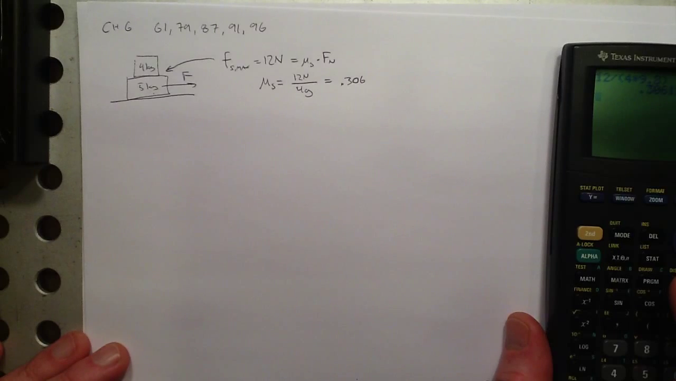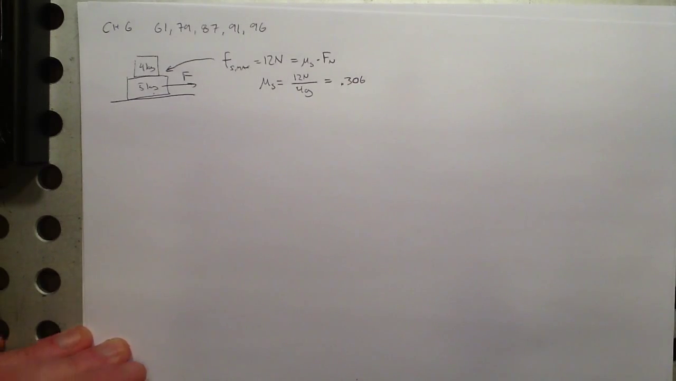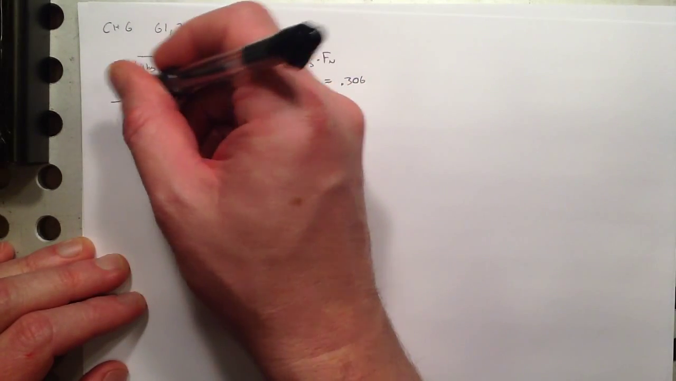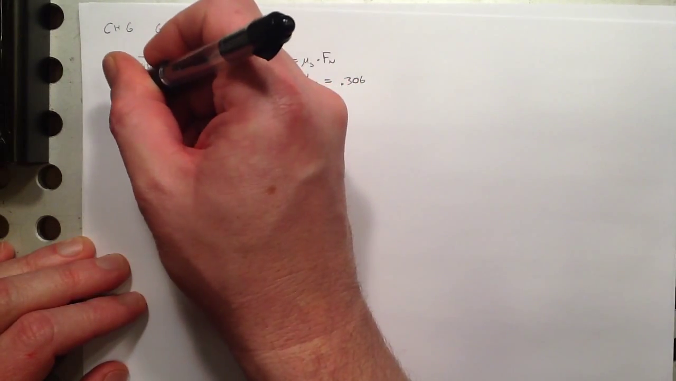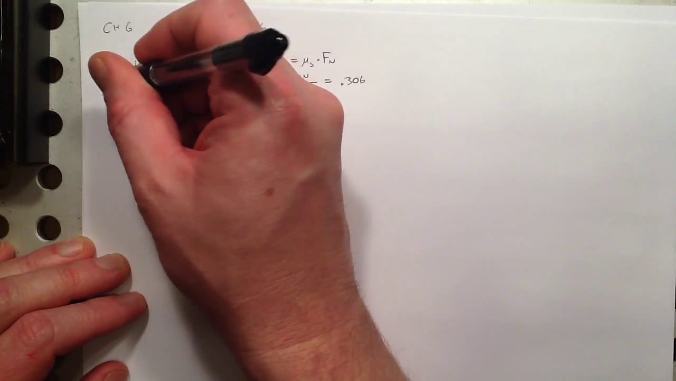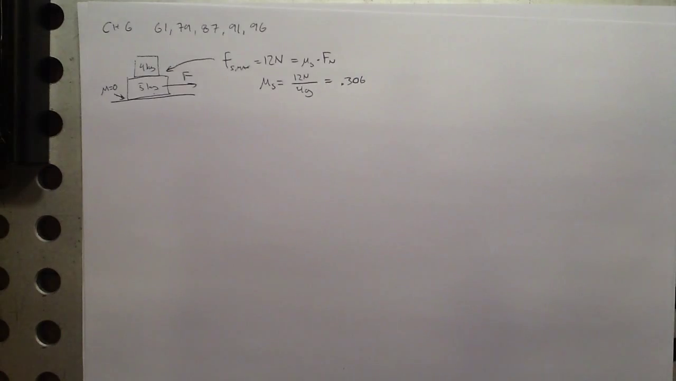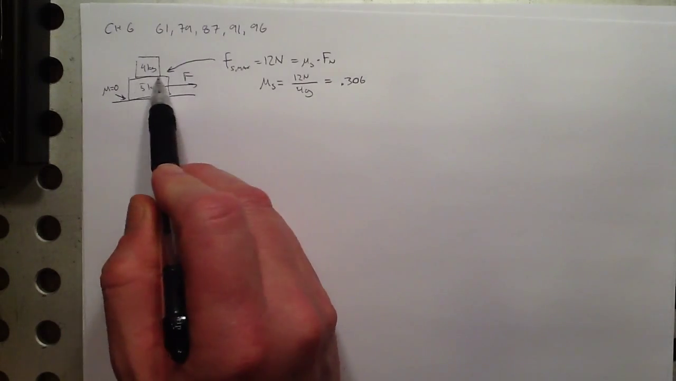Now the assembly of blocks is placed on a horizontal frictionless table, and we want to know the magnitude of the maximum force F that can be applied to the lower block so that the blocks will move together, and the resulting acceleration of the blocks. All right, so now here the coefficient of friction between this block and the table, they're both placed on a frictionless table. So I still have friction here.